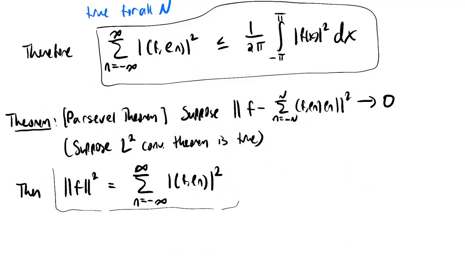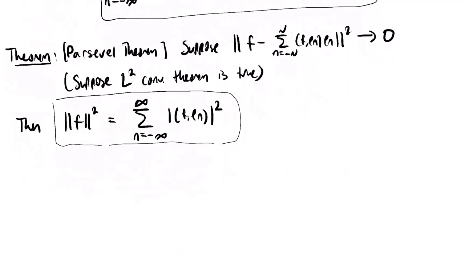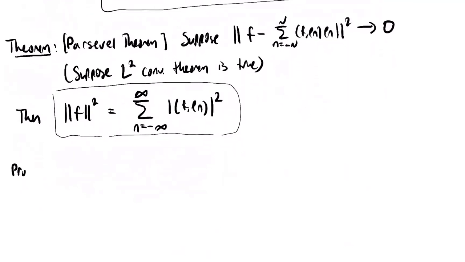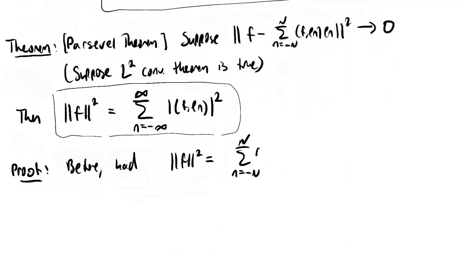And so this is a very important theorem in mathematics. It has applications all over the place. And so, what's the proof? Right, so from before, we had the L2 norm of f squared is equal to the sum from minus N to N of the Fourier coefficients squared, sorry.